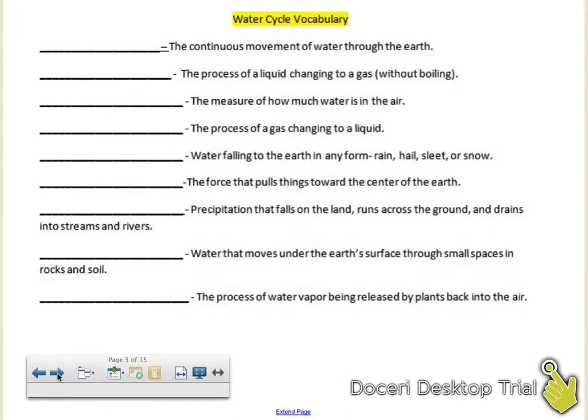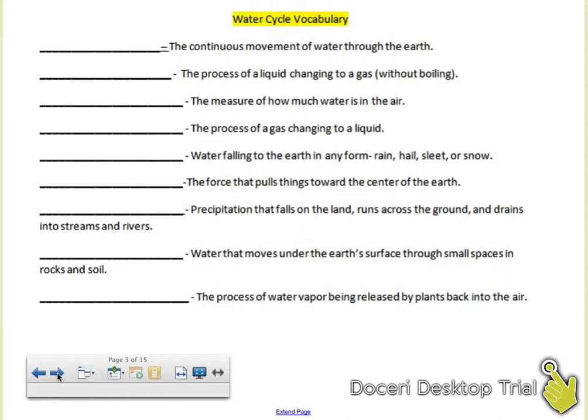All right. The force that pulls things toward the center of the earth. The force that pulls things to the center of the earth. Gravity. That's why our rain falls, because of gravity. All right. Precipitation that falls on land runs across the ground and drains into streams, rivers, oceans, and lakes. Runoff. And then where's the part of the song that helps you know what runoff does? Runoff water flowing over land.